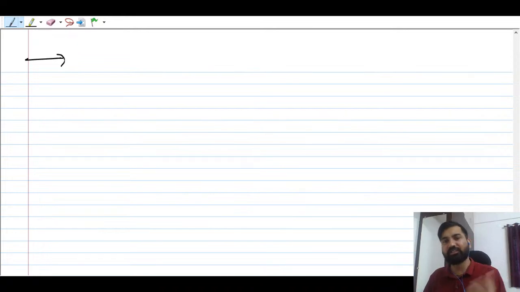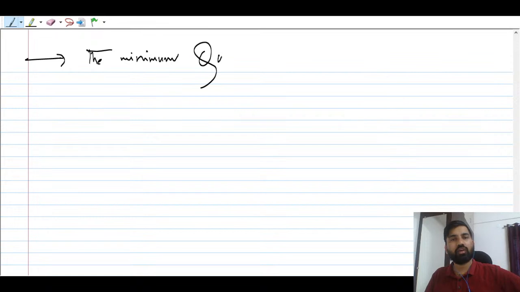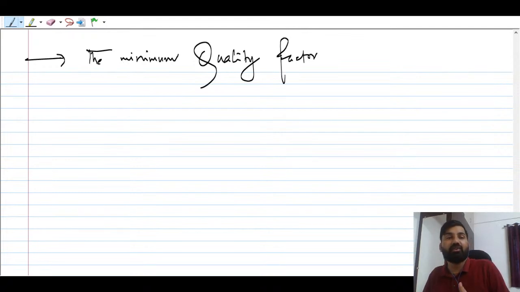Now we should discuss what is the minimum Q that is required so that your electrical circuit will undergo resonance. So you can say the minimum quality factor. I will define quality factor again. What is quality factor? You should know this is just a measure of goodness, or a measure of quality, of a good inductor as well as a good capacitor.